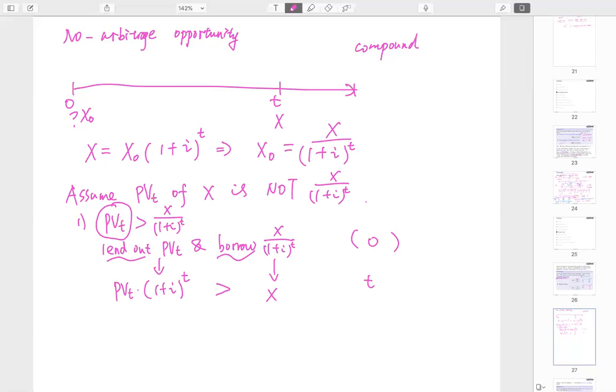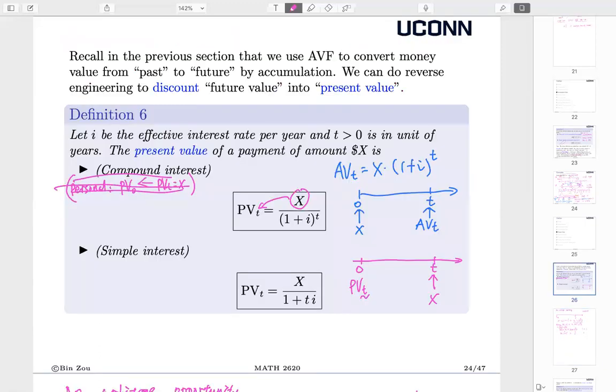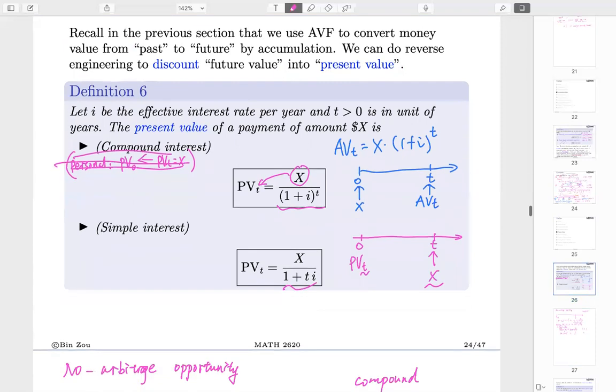So if this equality does not hold, then things are weird, because if you start with this, you do not end up with x, right? And that's not what we want, because according to this definition, I do have x dollars at time t. So it must be given by this form. You can think of this as either an independent definition or a result because of the AVF definition. Of course, this is very straightforward once we consider simple interest rate.